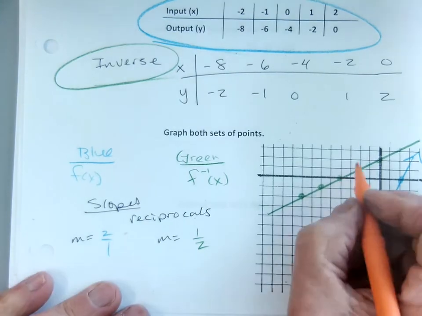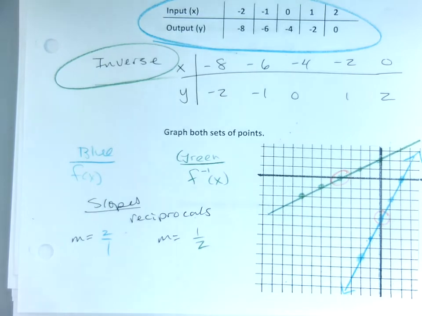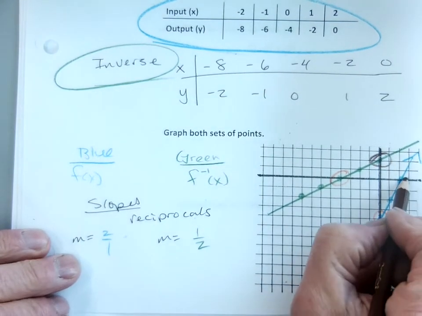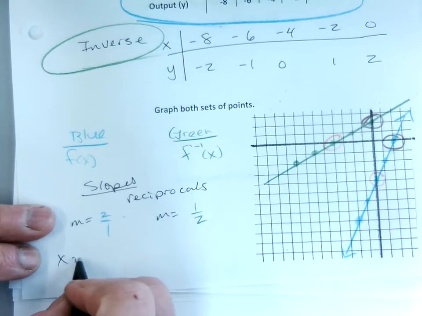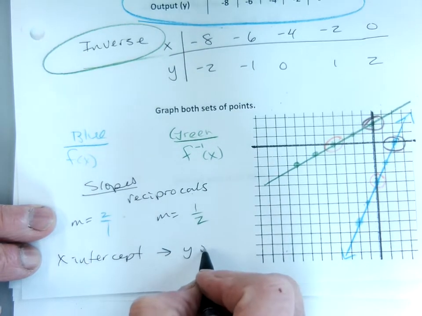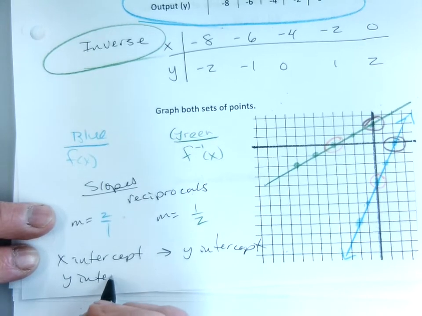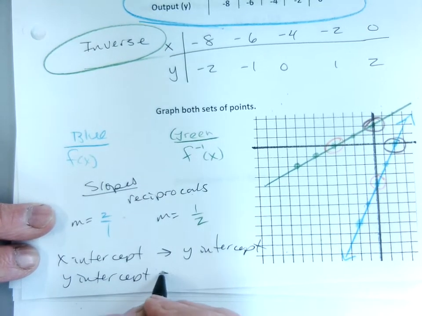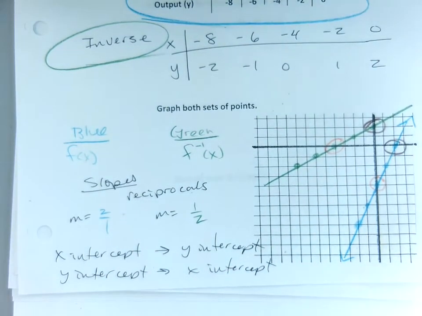Okay, so here's my x-intercept becomes a y-intercept of the other. My y-intercept is my x-intercept. So the x-intercept is the y-intercept, and the same thing, the y-intercept, I'm kind of saying the same thing twice, right, becomes the x-intercept. Okay, so far so good.